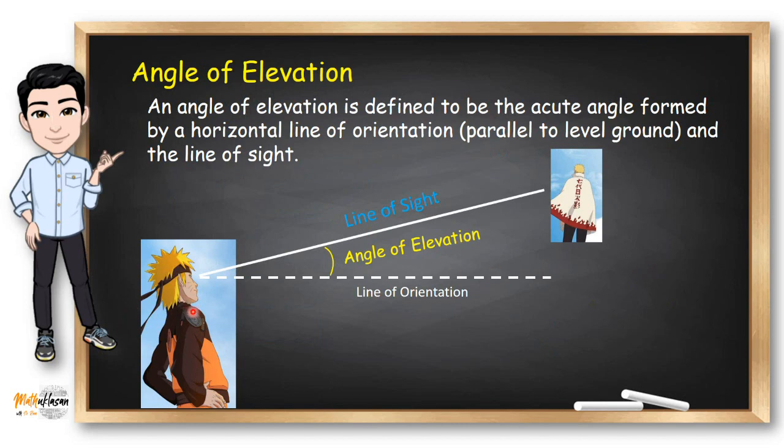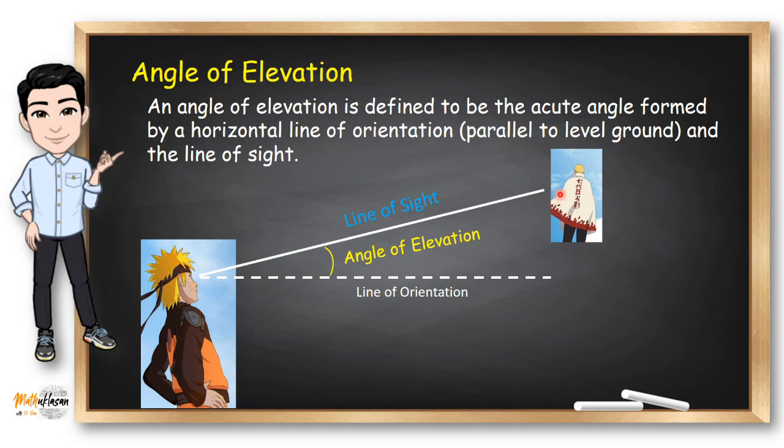So, if this is our observer, we can see here that the observer has a line of orientation. The line of orientation is always a horizontal line. So, ito yon, imaginary line yan, iniisip natin lagi. Now, since the observer is looking on the top, ito sa taas, ibig sabihin, yung line of sight natin ay pataas.